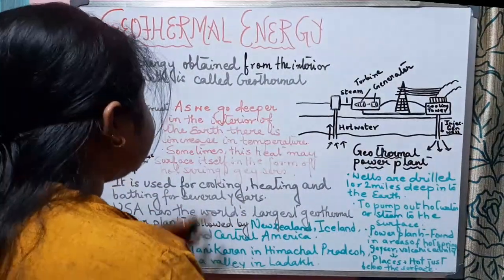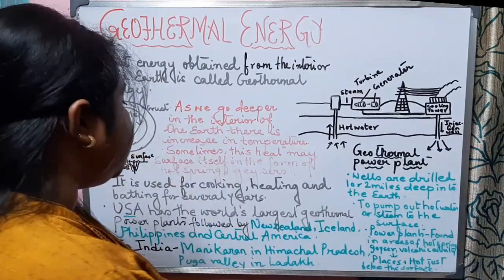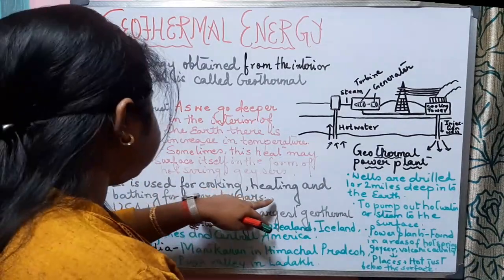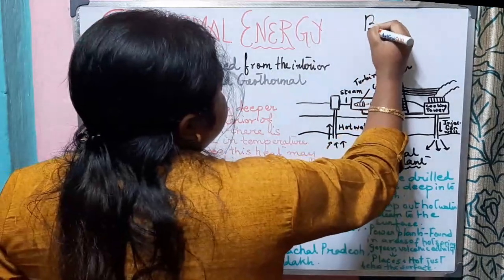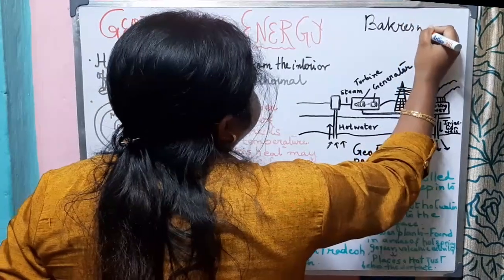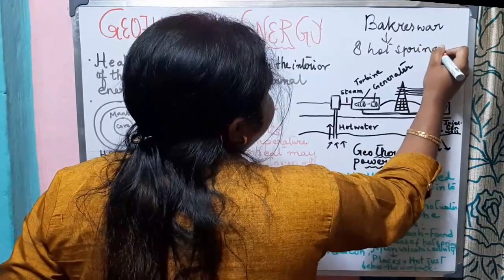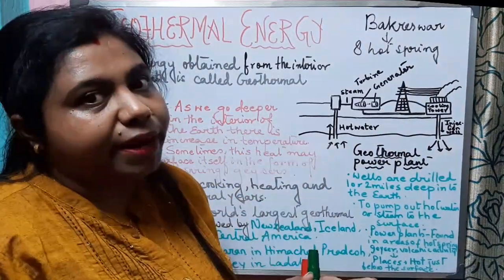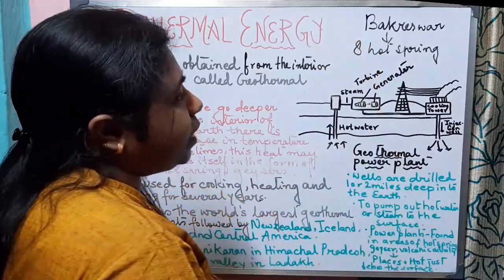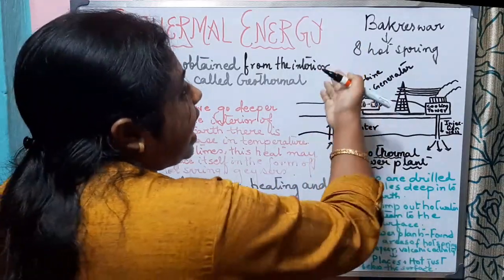Now, depending on the characteristics of geothermal energy, it can be used for cooking, heating, and bathing for several years. In West Bengal, there is a place called Bakreshwar, which is very famous for its 8 hot springs. It is believed that these hot springs have healing properties. That means if anybody takes a bath in this hot spring, any disease can get healed. So Bakreshwar is a place in West Bengal where we can find 8 hot springs.